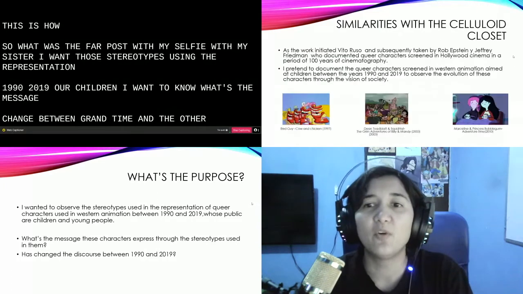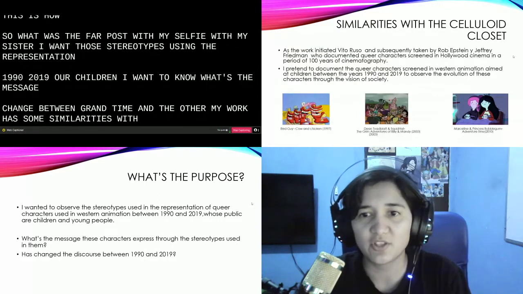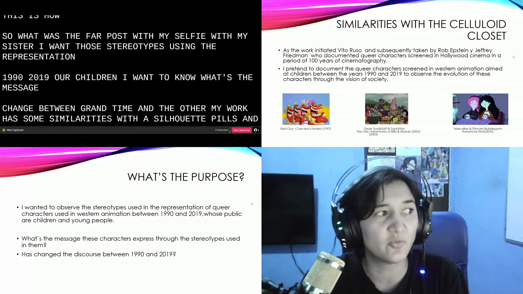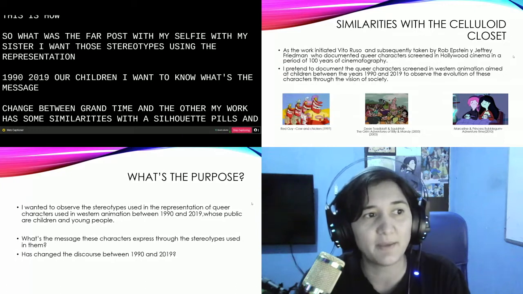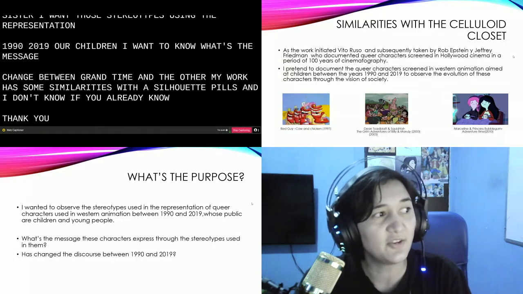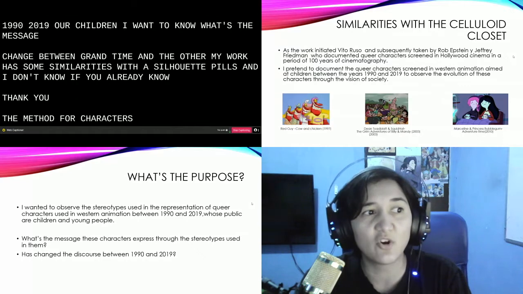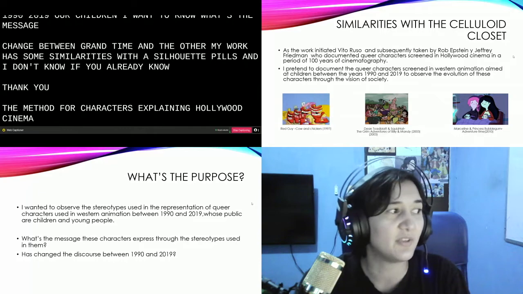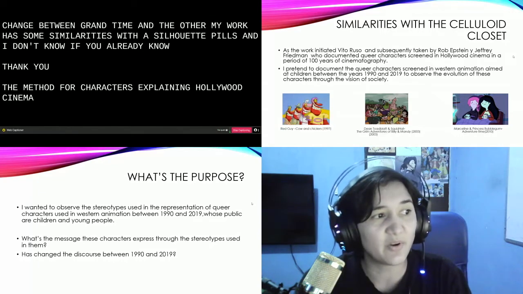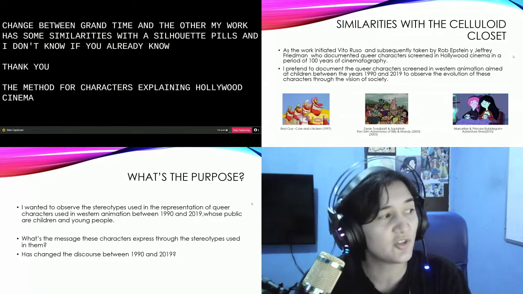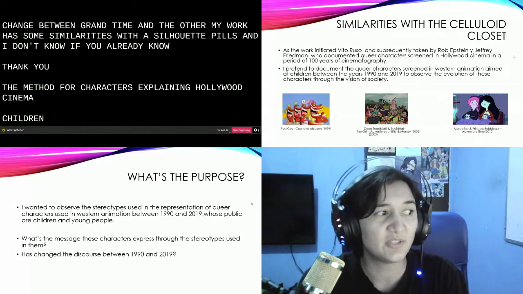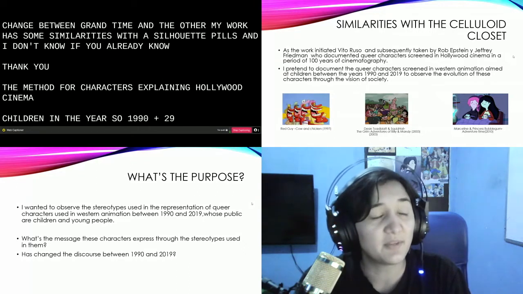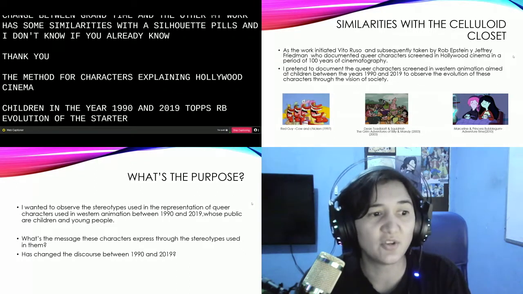So my work has some similarities with The Celluloid Closet. I don't know if you already know it, but it is a work initiated by Vito Russo and subsequently taken up by Rob Epstein and Jeffrey Friedman. They documented queer characters screened in Hollywood cinema over a period of 100 years of cinematography. So I intend to document the queer characters screened in Western animation aimed at children between the years 1990 and 2019 to observe the evolution of these characters through the vision of society.